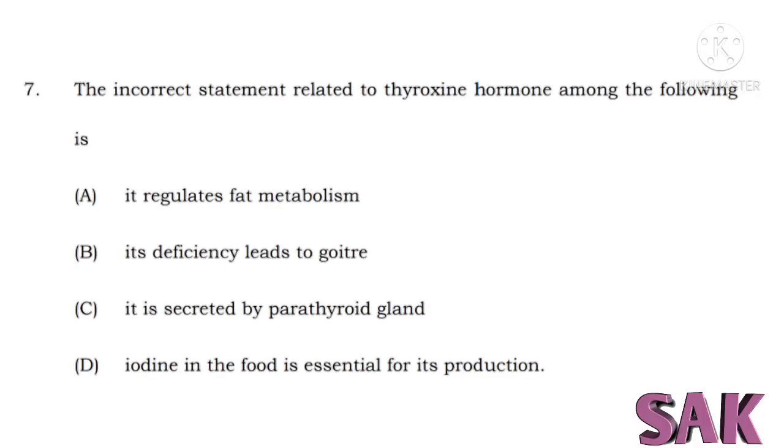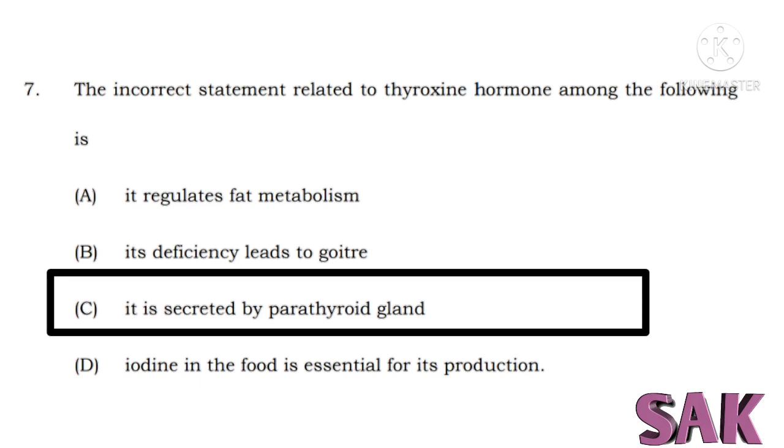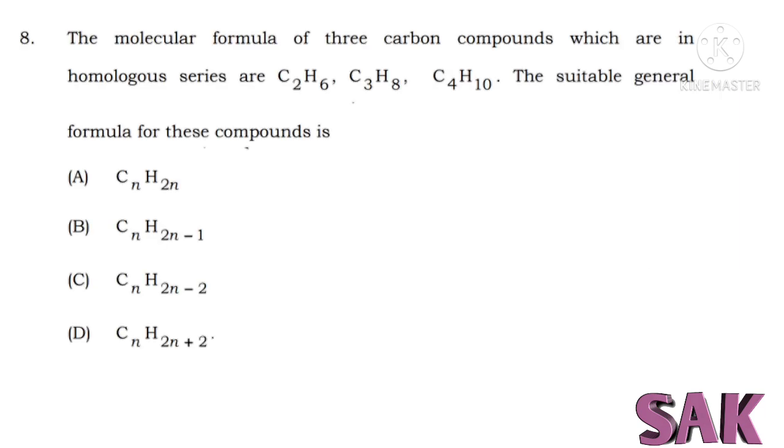Now, the correct answer for this question, that is incorrect statement, is it is secreted by parathyroid gland. Other remaining 3 statements are correct statements. The molecular formula of 3 carbon compounds which are in homologous series are C2H6, C3H8, C4H10. The suitable general formula for these compounds is.